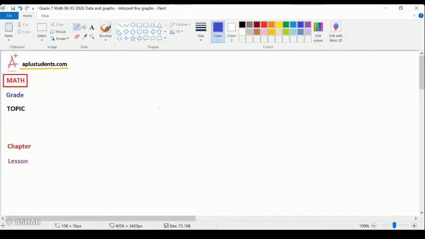This is a grade 7 maths lesson, and the name of the topic is data and graphs. I'll give you the chapter number and the lesson number. The chapter number is 23 and the lesson number is 13.